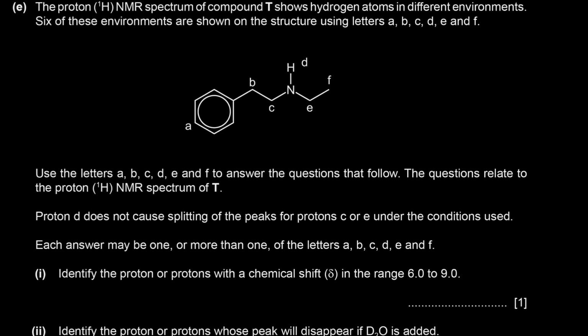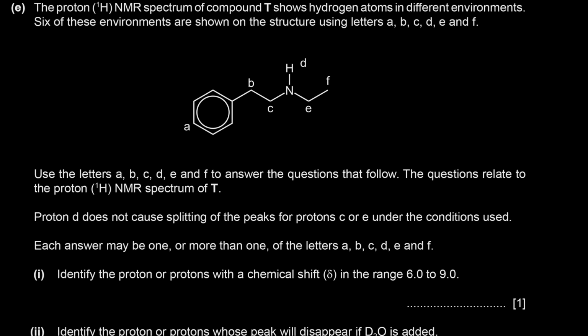Next part. The proton NMR spectrum of compound T shows hydrogen atoms in different environments. 6 of these environments are shown on the structure using the letters A, B, C, D, E, and F. Use the letters A, B, C, D, E, and F to answer the questions that follow. The question relates to the proton NMR spectrum of T. Proton D does not cause splitting for proton C or E under the conditions used. Okay, so the proton on the nitrogen atom does not split the neighboring protons. Each answer may be one or more than one of the letters A, B, C, D, E and F.